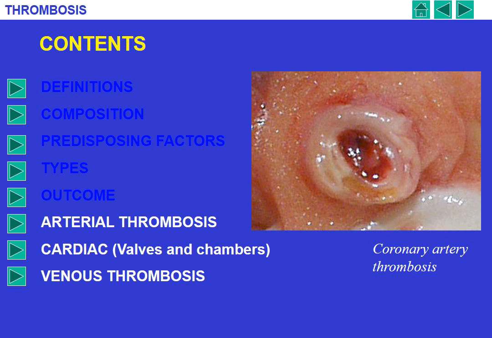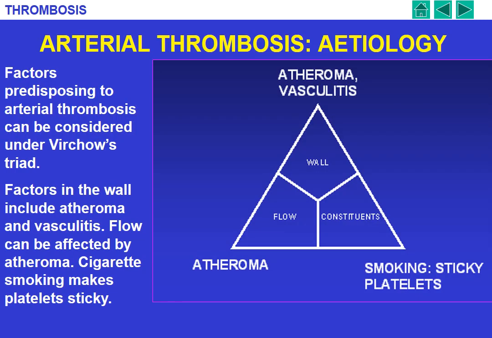We'll now consider thrombosis in arteries, in the cardiac valves and chambers, and in veins. We've already seen how the factors which promote thrombosis in vessels can be considered under Virchow's triad. Changes in the wall of the vessel, changes in the flow of blood, and changes in constituents of the blood can all promote thrombosis.